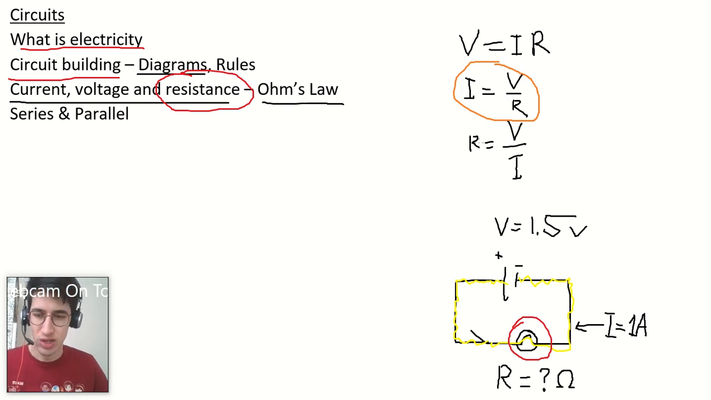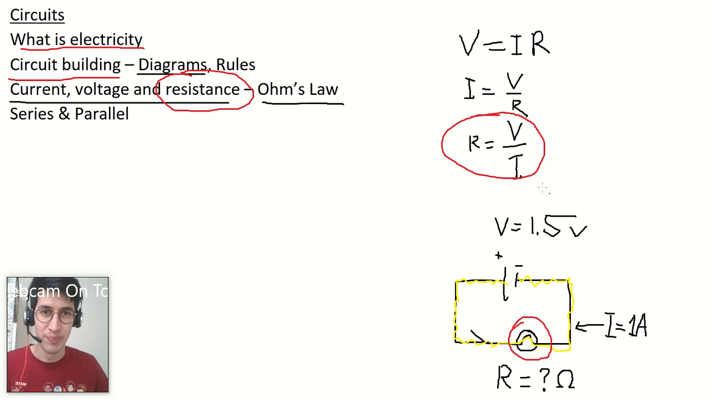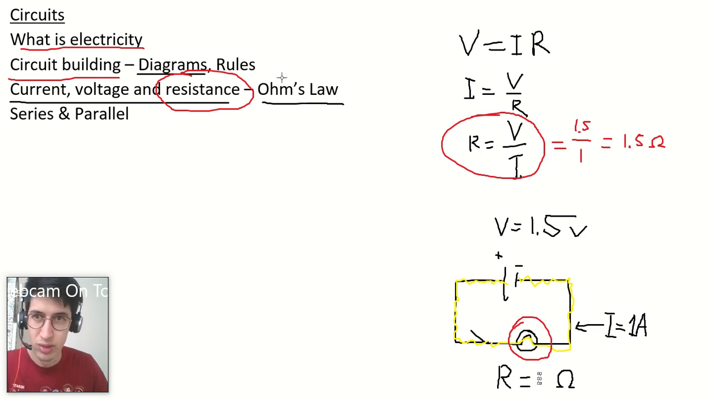All right, now we can use this bottom form of the equation to work out how much resistance is in this light bulb because I've got numbers here for my voltage and current. If my voltage is 1.5 and my current is 1, 1.5 divided by 1 is 1.5. So my resistance is equal to 1.5 ohms. So I can put that instead of this question mark, I can say it's 1.5 ohms.